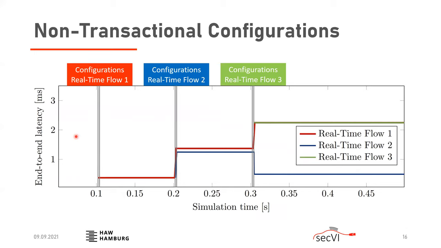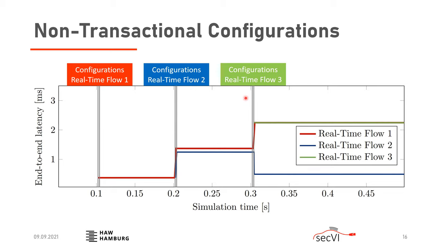Okay, we reconfigured this network using two approaches. The first approach was a non-transactional approach. The second one was using the transaction model I explained earlier. In this diagram, you can see the results for the non-transactional approach. And those two gray lines represent the two modifications we do for installing the necessary reconfigurations for the first flow. The second two gray lines represent the modifications we do for the second flow, and the third one, of course, for the third flow.